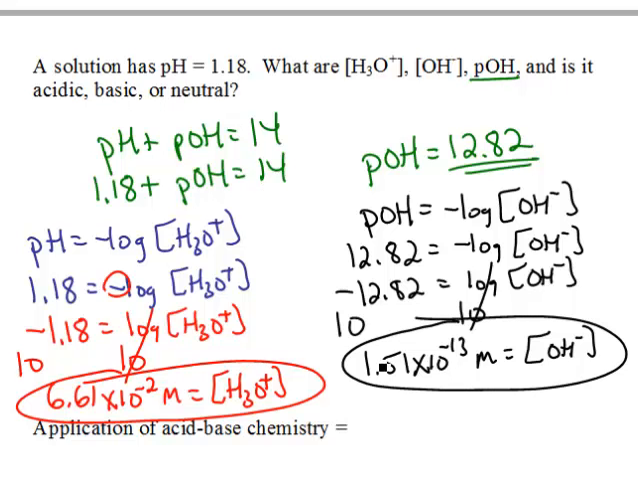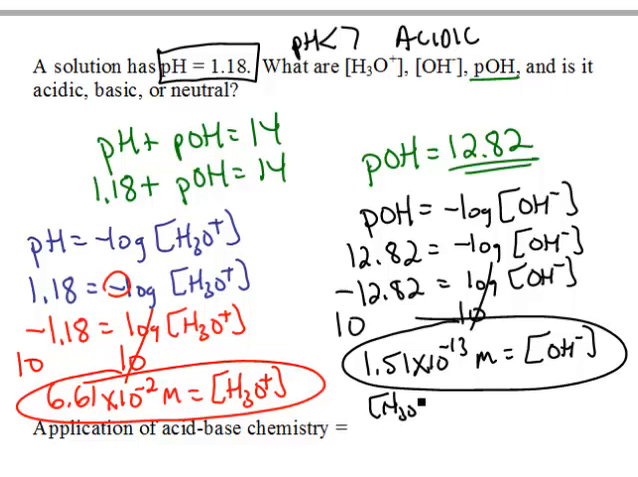Is this solution acidic, basic, or neutral? You can tell that just by looking at the pH. pH is less than 7. That tells you this is an acidic solution. Or if you look at hydronium and compare it to hydroxide, hydronium is greater than hydroxide. So that's the other way you can tell it must be an acidic solution.